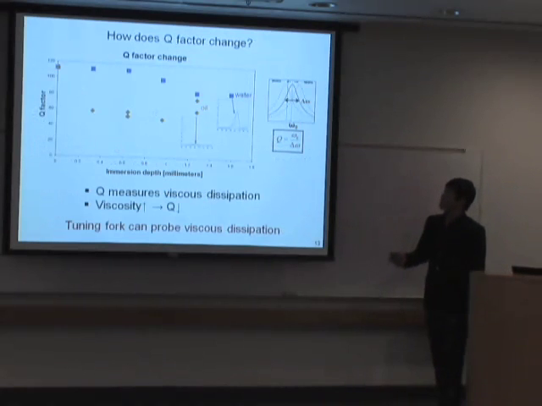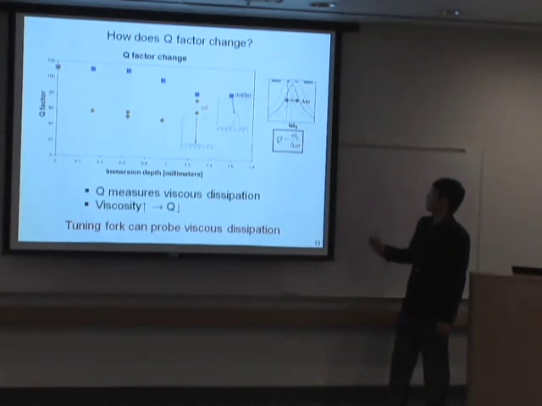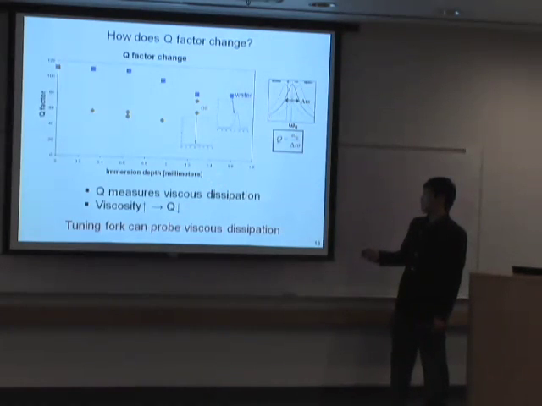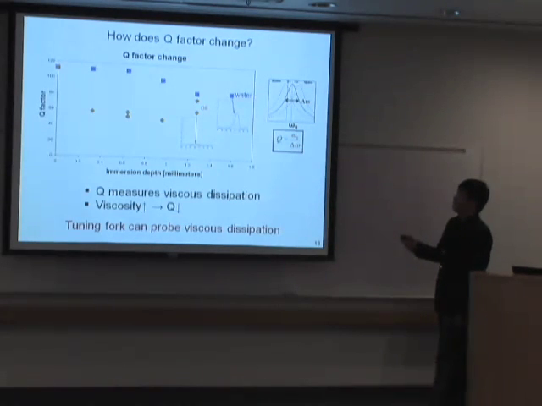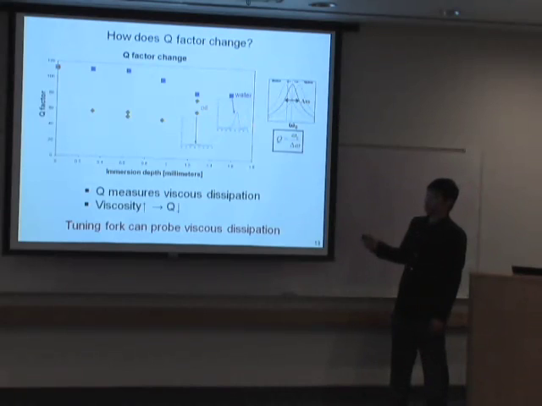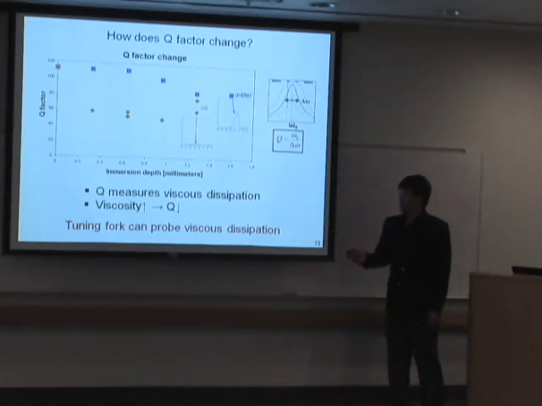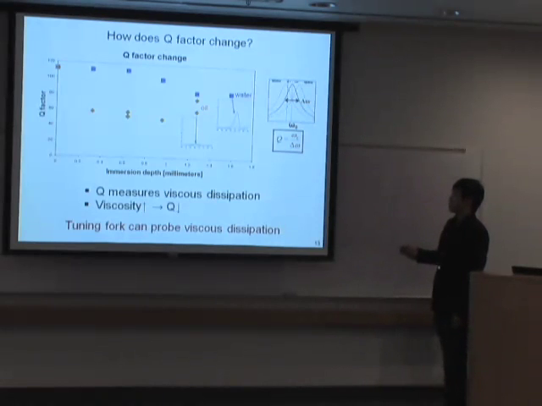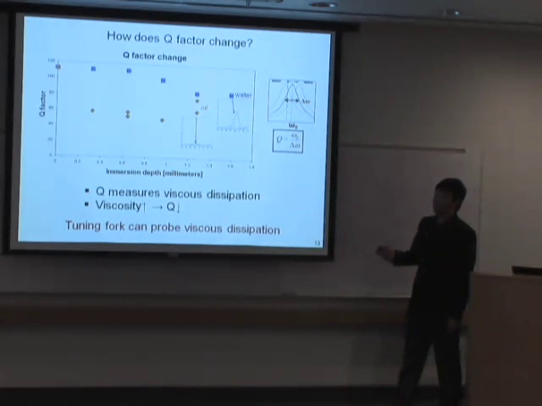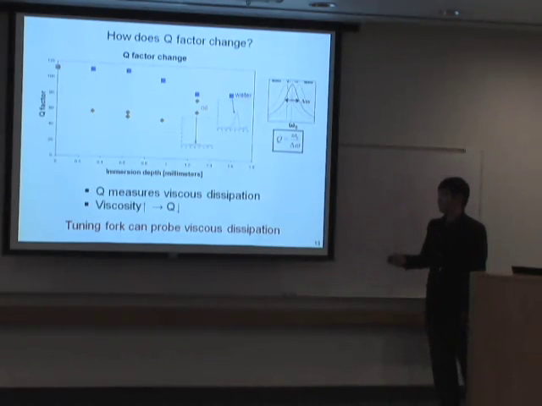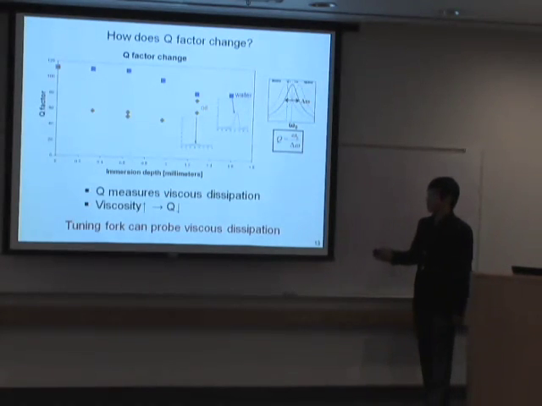And lastly, I looked at the Q factor. Again, the Q factor measures the shape of the curve, and physically, it measures the viscous dissipation. And you see that the shape of the curve is very different for water and oil. And we saw that as the viscosity of the fluid increases, or oil has a higher viscosity than water again, that really changes the Q. So this also shows that we could use the tuning fork to probe viscous dissipation.